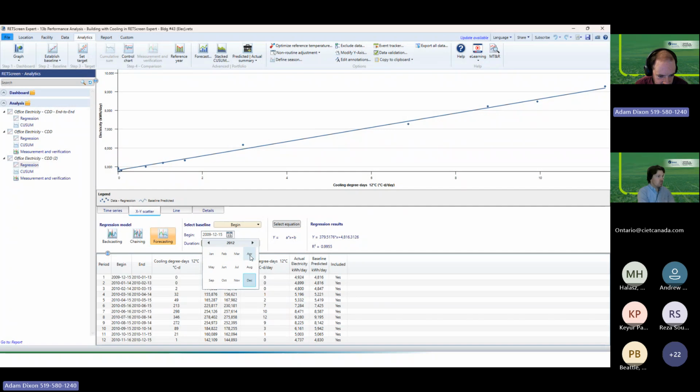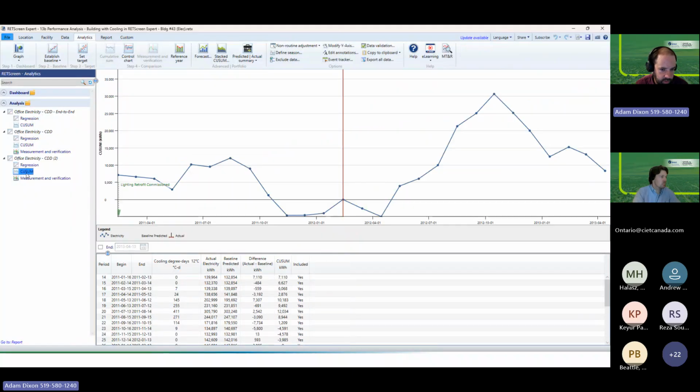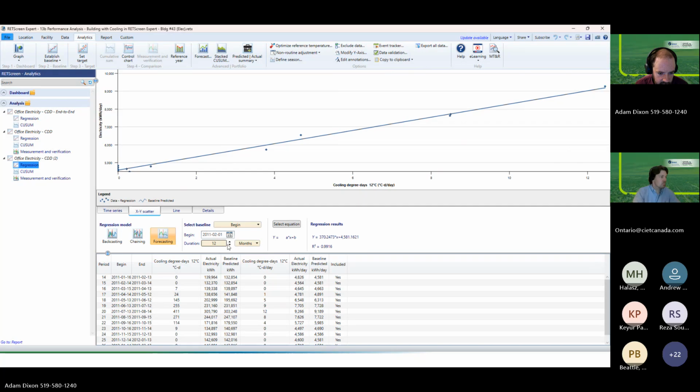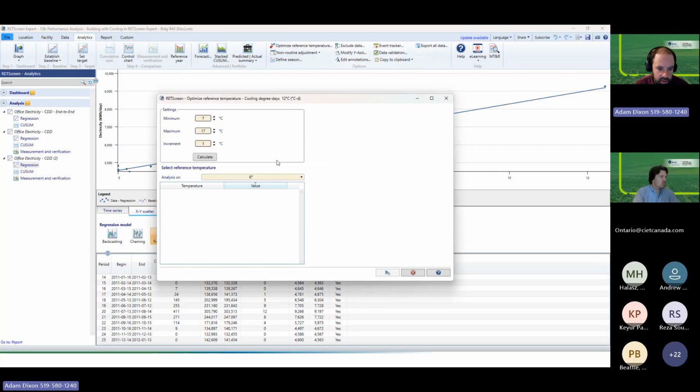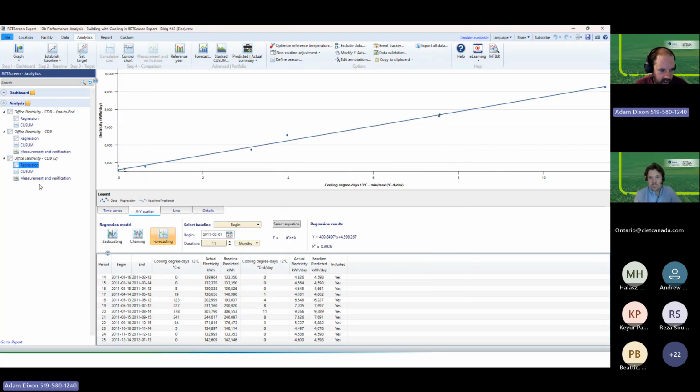But also don't be intimidated if you see what I'm doing and you're like, oh, I'm never going to be able to do that. You will. With a little bit of practice, using RETScreen is pretty straightforward. And it makes your life a lot easier in terms of finding these baseline periods. If anybody's taken RETScreen training, you'll maybe know what I'm doing right there.